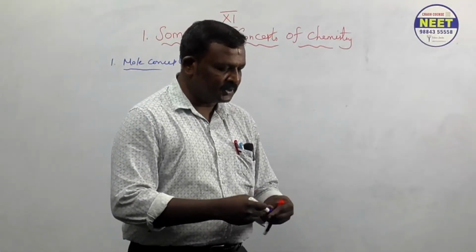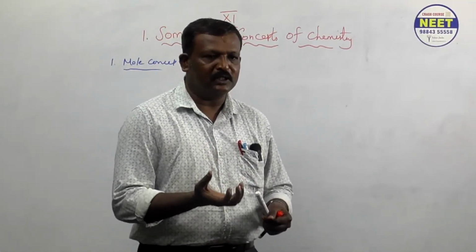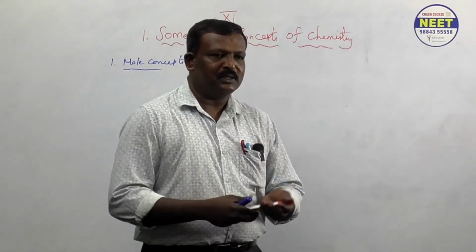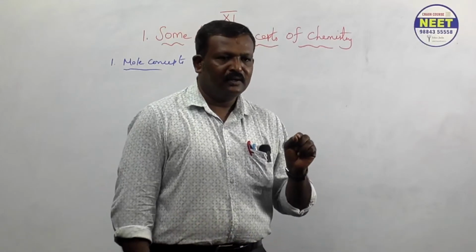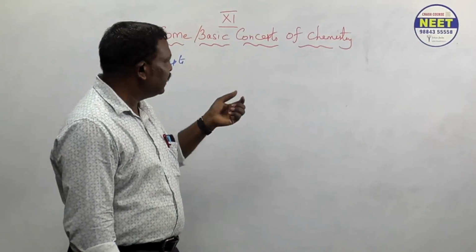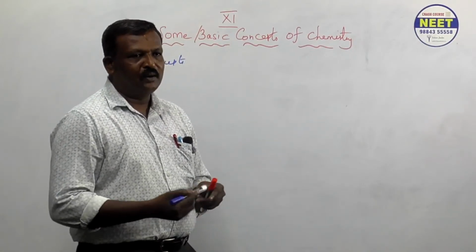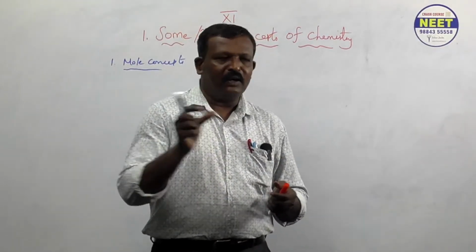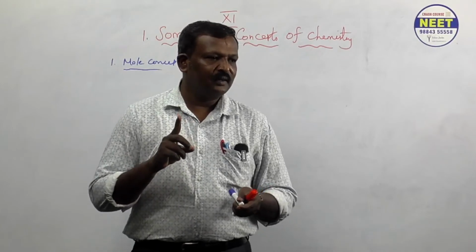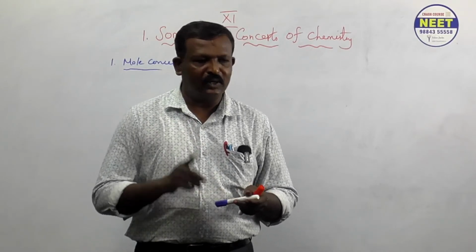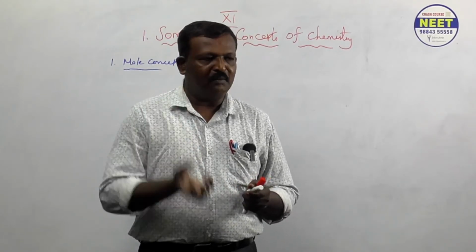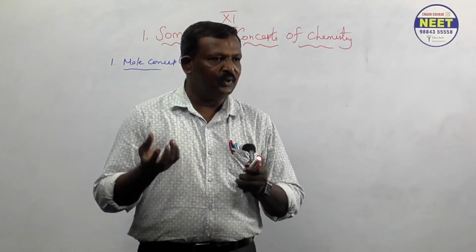Normally we express the mass of the substance in kilogram, gram, or milligram, isn't it? But in chemistry, the amount of substance can be expressed in one unit. That unit is called mole. Suppose 12 numbers, we say 1 dozen. Under gram, we can say 100 gram, 1 kilogram.